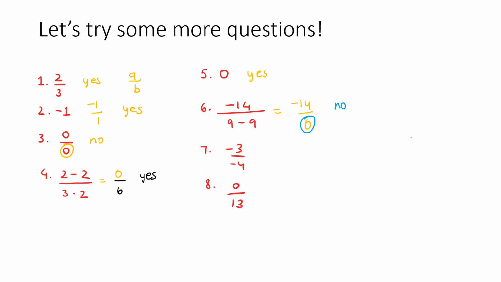-3 over -4. Well, this may confuse someone, but the negatives just cancel out, and it's just 3/4. And yes, that's a rational number, because it's expressed in the form of a over b, where b is not 0. Lastly, is 0 over 13 a rational number? Yes, it is, because once again, it's expressed in the form of a over b, and 0 over 13 would simplify to just 0, which we already proved is a rational number.